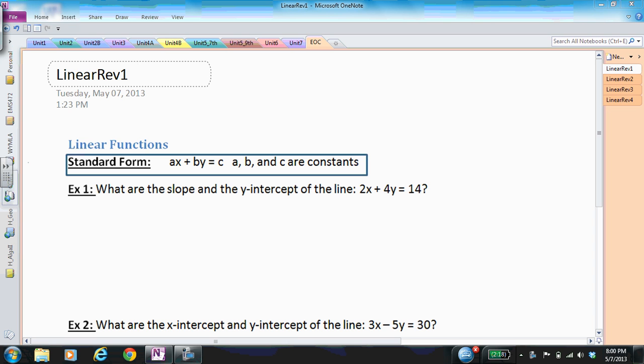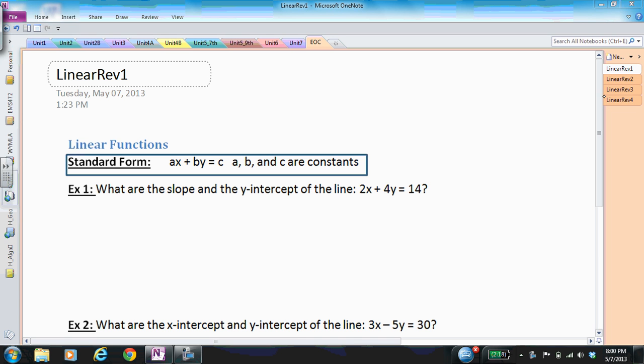We're going to be looking today at some linear functions review. This is off the EOC review, linear functions versus exponential functions versus quadratic functions. I'm going to make 3 videos, this being the first. So first we're going to talk about linear functions. I'm actually going to start on the page that you're given in class.